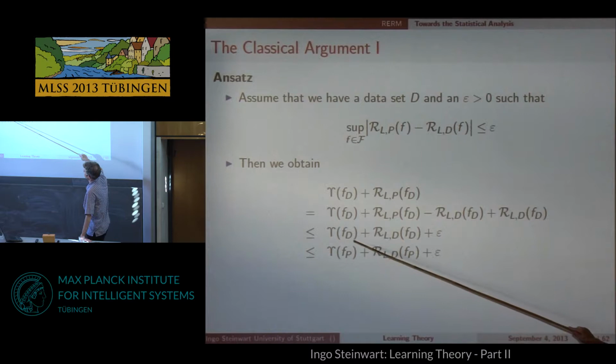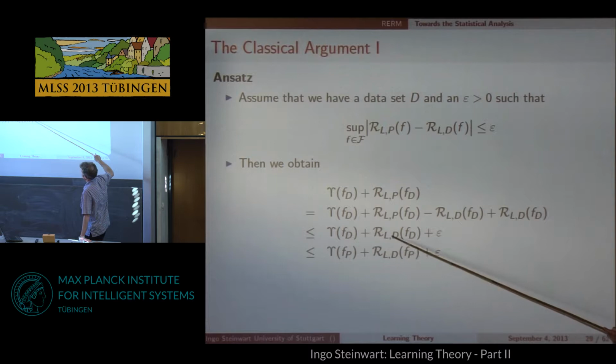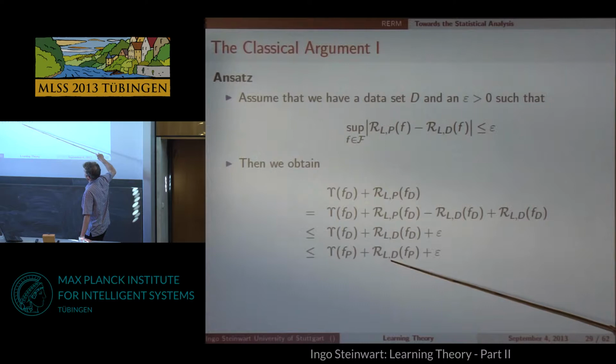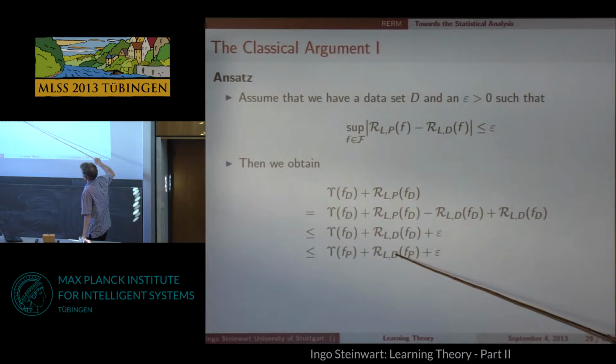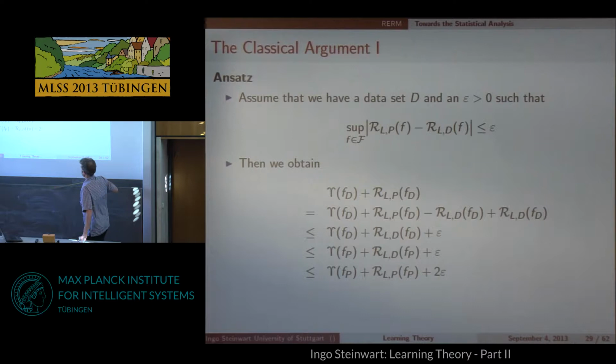So f_D is the minimizer of this joint function, and therefore this expression is smaller than or equal to this expression. The only thing we have to do one more time is to apply our assumption again, to replace D by P. This gives us another error of epsilon, so we end up with error 2 epsilon, and now we have this form here.